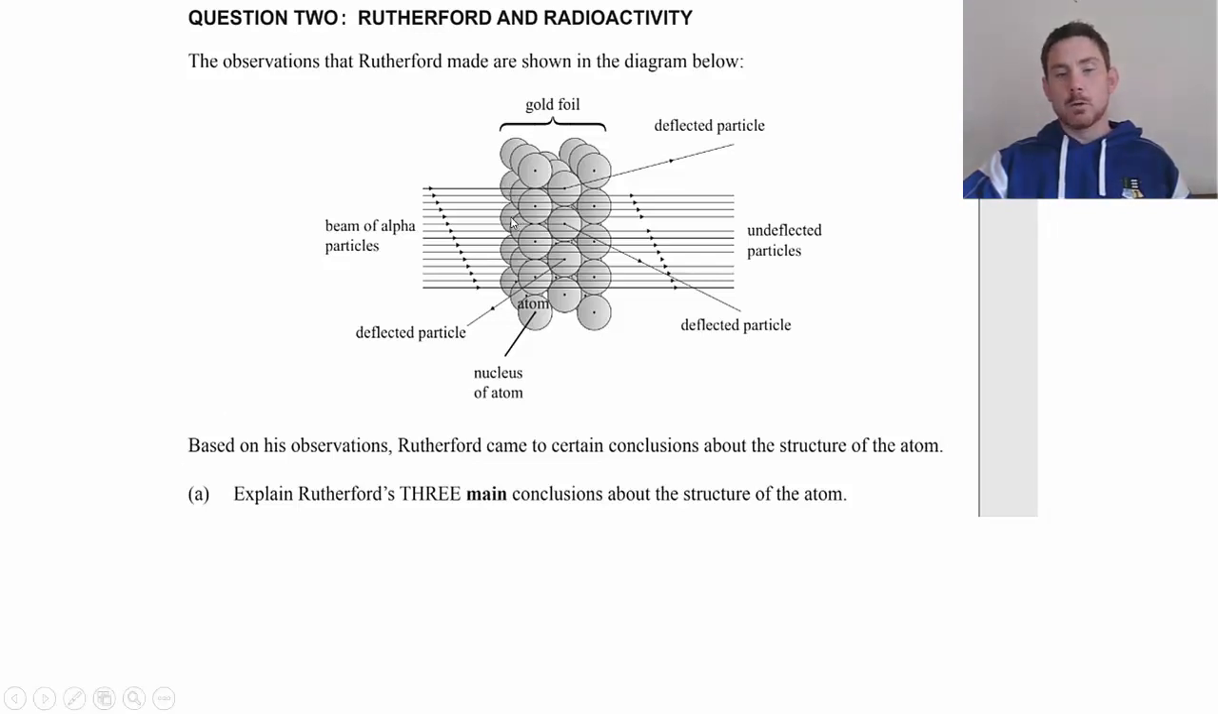Now, the first one I'll mention is that because the majority of the alpha particles passed straight through without being deviated in any direction or being bounced back, then they weren't interacting with anything the vast majority of the time they passed through the gold foil. And what that told Rutherford was that the atom must be mostly empty space.